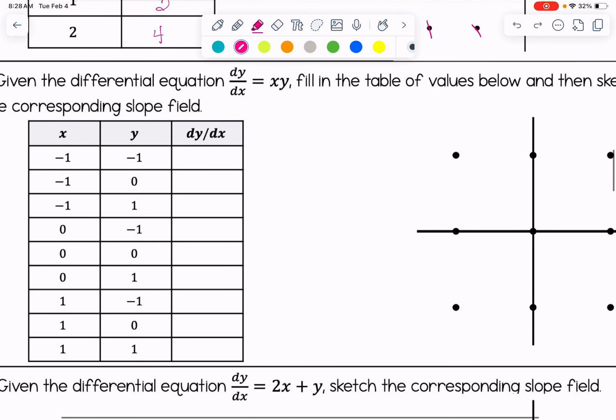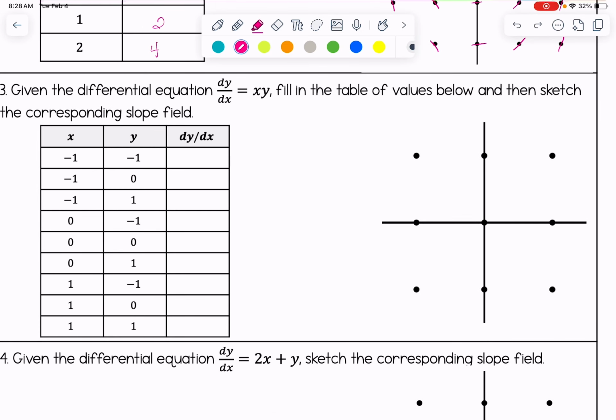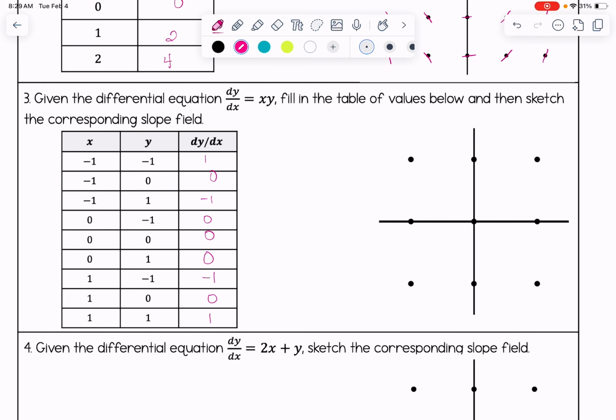All right, number 3. Number 3 should automatically be a little bit trickier because if I look at the differential equation, x and y are both involved. So they're both impacting the slope. So I am going to be multiplying each of these values and filling in the slope. The good thing when I do that is I ended up with, let's see, 5 slopes that are 0. So that's going to make 5 points very easy to plot.